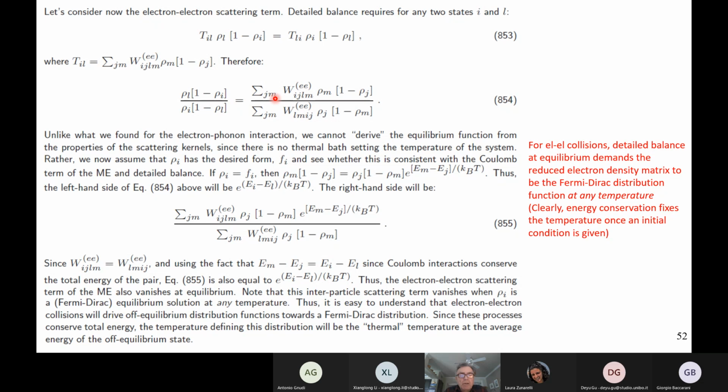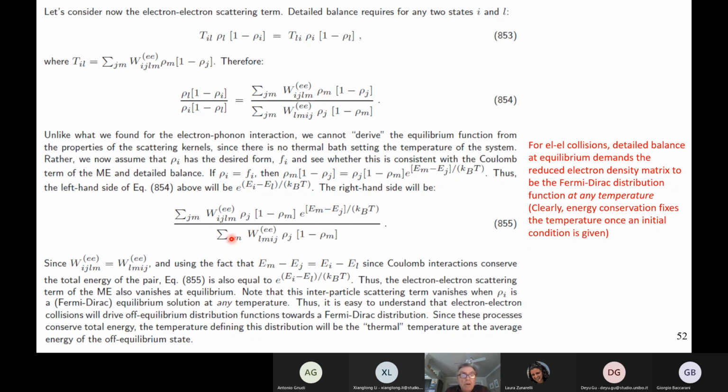So it's a little messier, more complicated than what we had before. We cannot derive the equilibrium distribution function from the property of the kernels, because there's no external bath that sets any temperature, and we have not fixed the total energy of the system. So all we can derive is a general form for this distribution function, rho, and see what form it has to have.